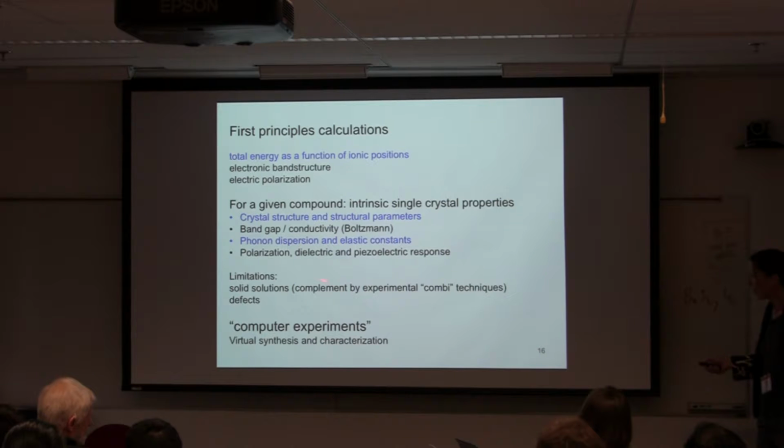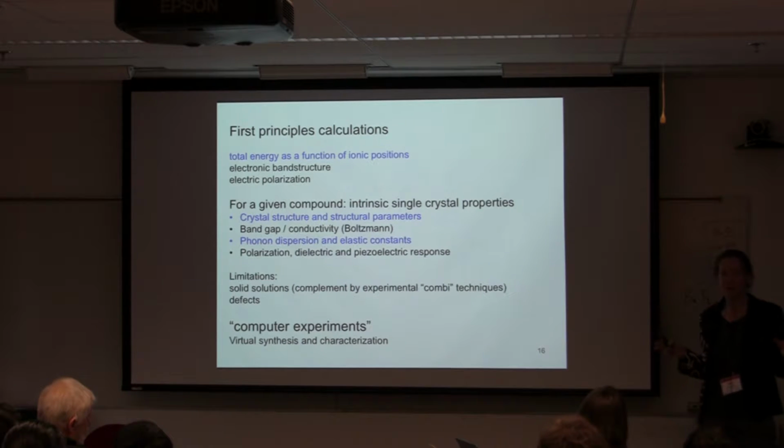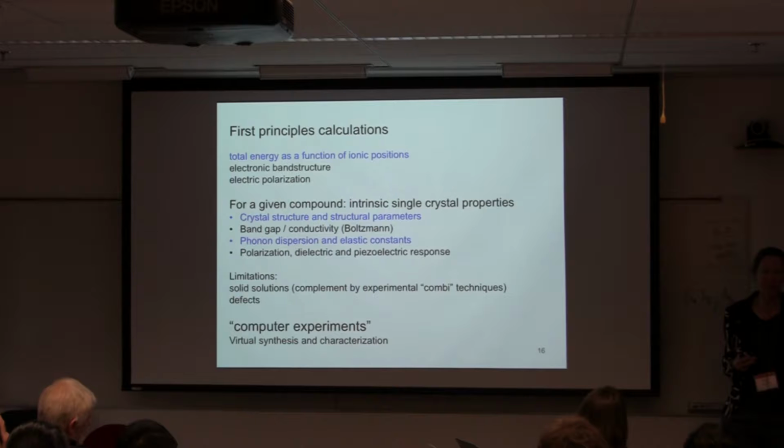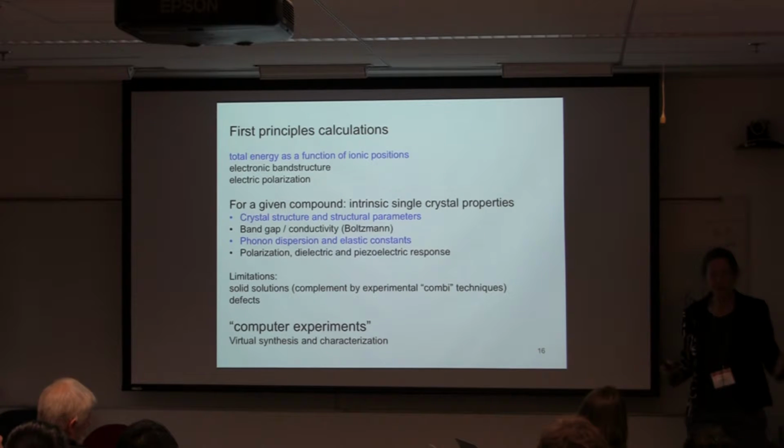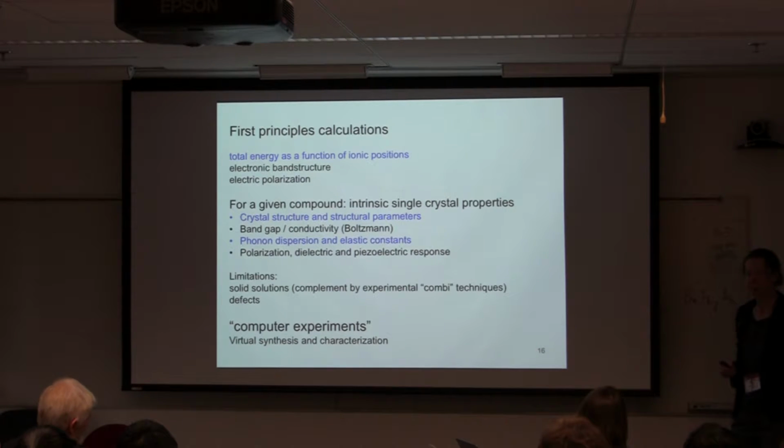So we're very good at perfectly ordered crystals, which are hard to make experimentally. So in some sense, we can get information about what the intrinsic properties would be if it were perfectly ordered, which gives a kind of anchor point for thinking about the real systems. We're really terrible at solid solutions.